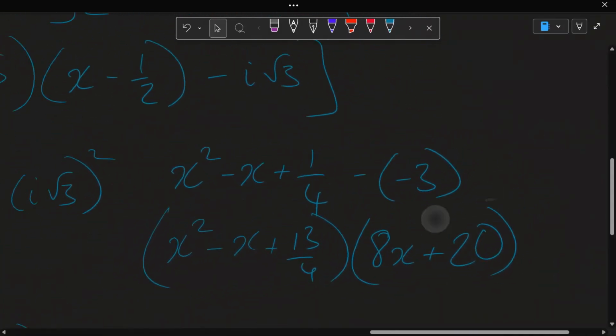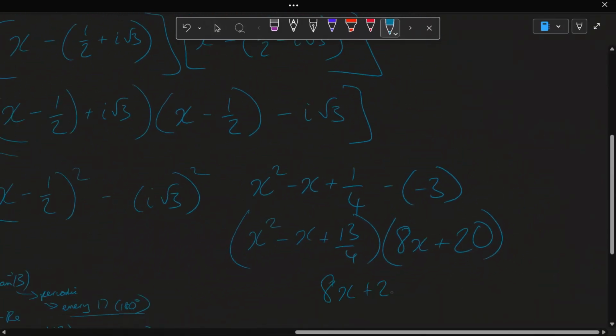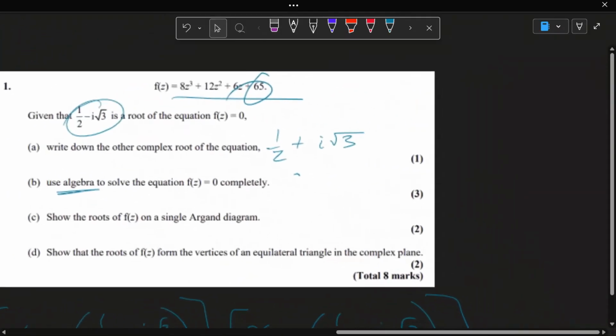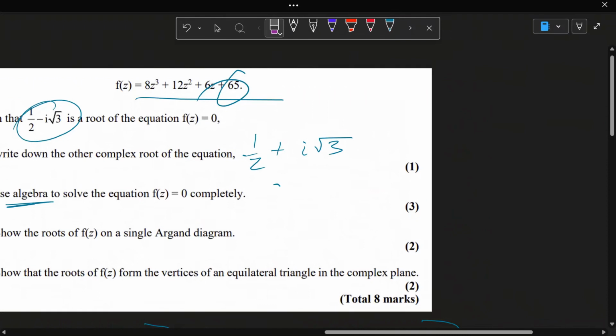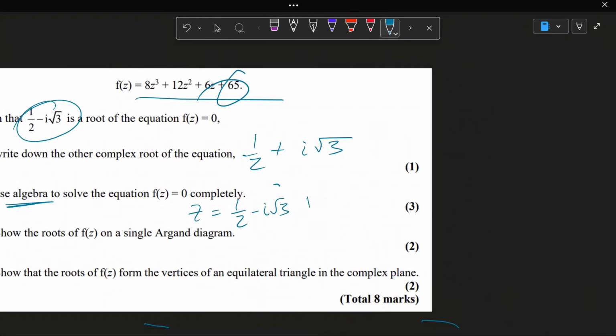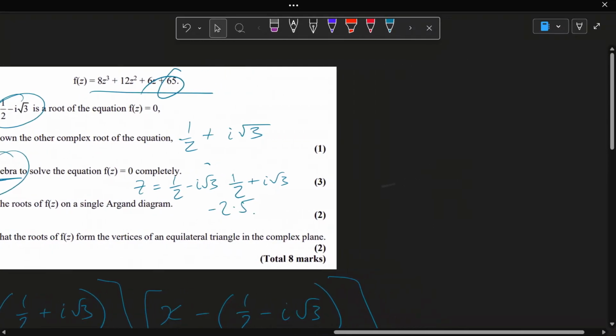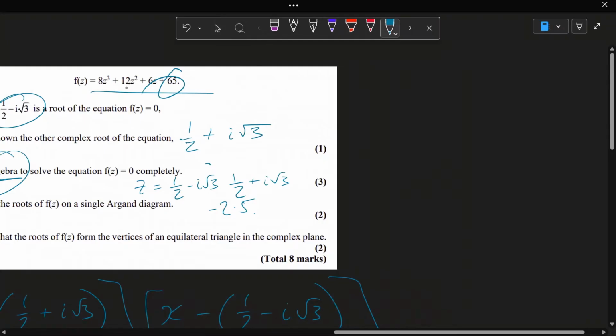So we can just solve this: set 8x plus 20 equals 0, x equals minus 20 over 8, which is minus 2.5. Therefore, now we have z equals half minus i root 3, half plus i root 3, and minus 2.5. However, if the question didn't say use algebra, I would be done in literally 2 steps, because I would just use roots of polynomials.